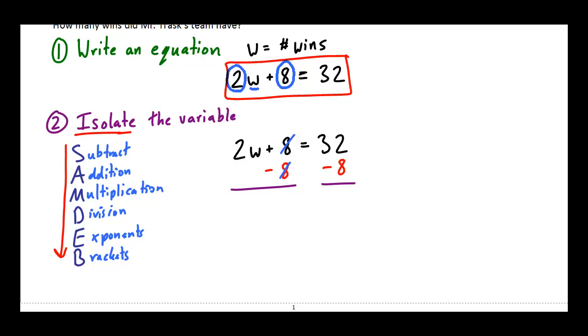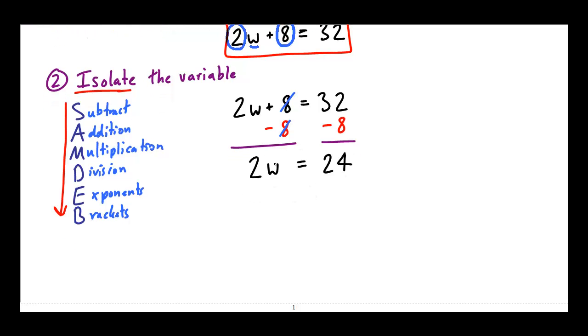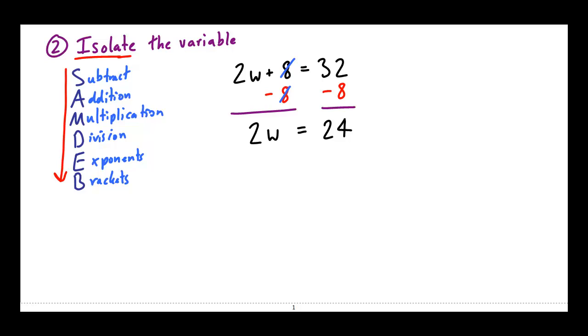And they're gone. And I'm left with, on this side of the equation, 2 times w. On my other side of the equation, however, I've got 32 minus 8. 32 minus 8 is 24. And we've gone one step closer to solving for this variable here, w. You can see I don't have any other term here added on to my unknown. All I've got left is this 2w, which is the next thing that I want to get rid of.